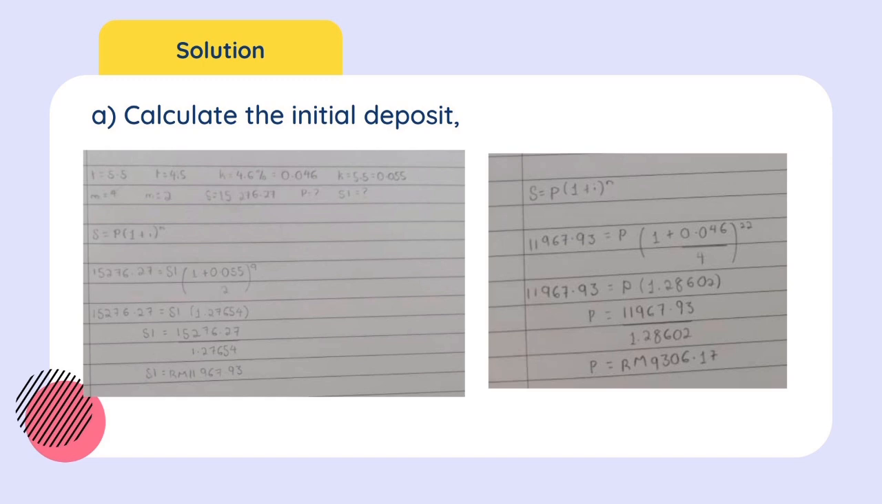The answer that we get is 11967.93. Now using the same formula, S = P(1 + i)^n, we are going to find P. Putting it into the formula, 11967.93 = P(1 + 0.046/4)^22. So we get 11967.93 = P(1.28602). To get P, we need to move the factor to the other side, so P = 11967.93 divided by 1.28602. The answer is RM9,306.17.